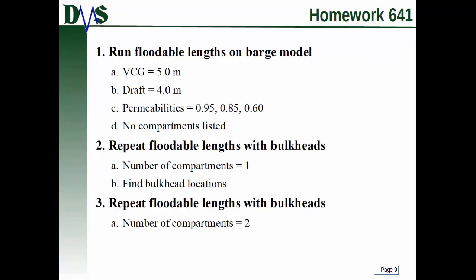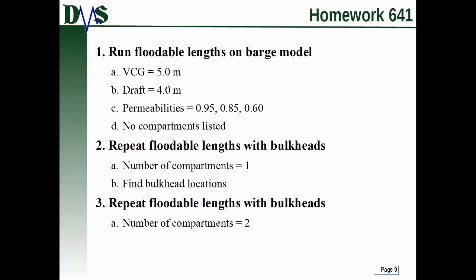Okay, so go ahead and give this a try. Homework number 641. I'd like you to run floodable lengths on the barge model, set it at a VCG of 5 meters, draft of 4 meters, and include 3 specific permeabilities of 0.95, 0.85, and 0.60. Then what I'd like you to do is repeat that command, but now with the floodable lengths with the bulkheads included.